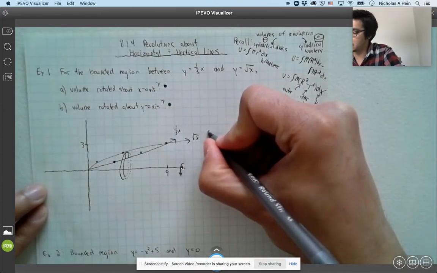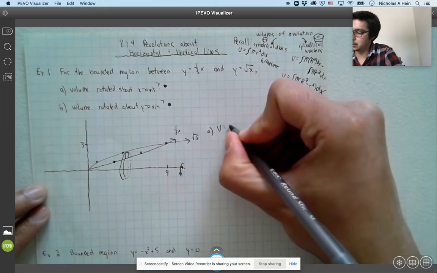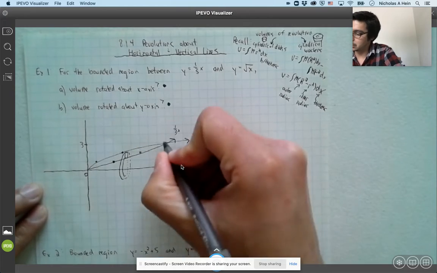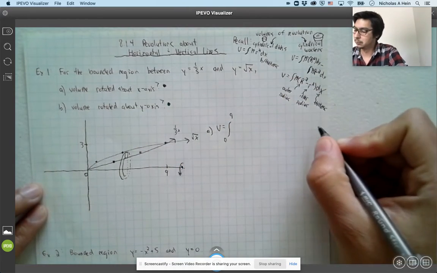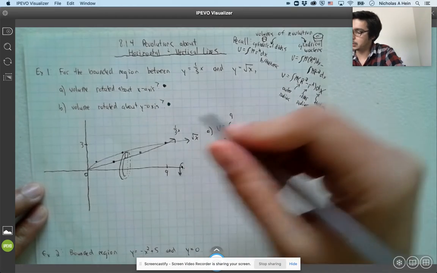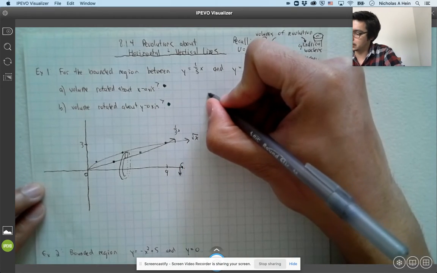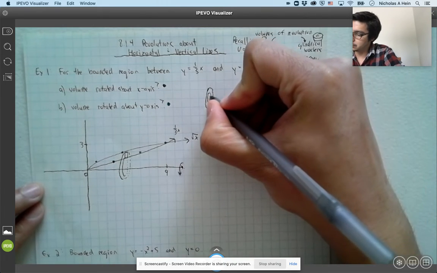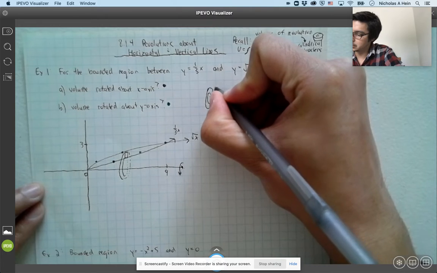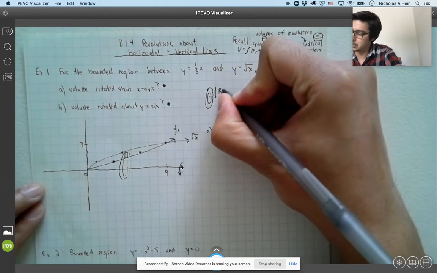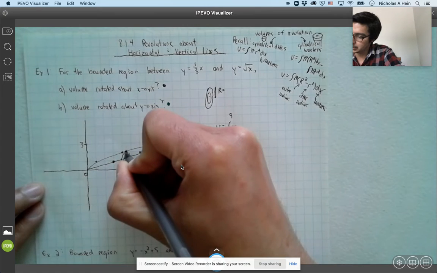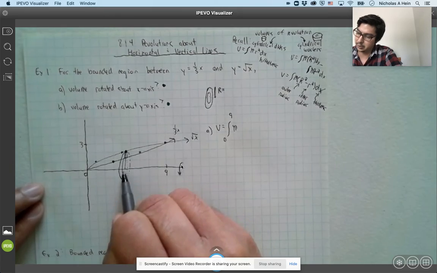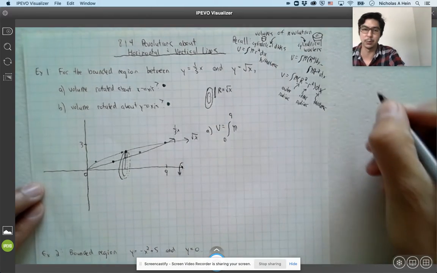So if we set it up, part A, your volume is going to equal pi, and we'll figure out the bounds. Well, the bound is going to be from 0 to 9. Now let's draw the cross section so we understand what we're looking at. We're looking at a washer. Your outer radius, R, is the distance from the outside curve all the way down to the center, which is just your function root x. So your outer radius is root x.